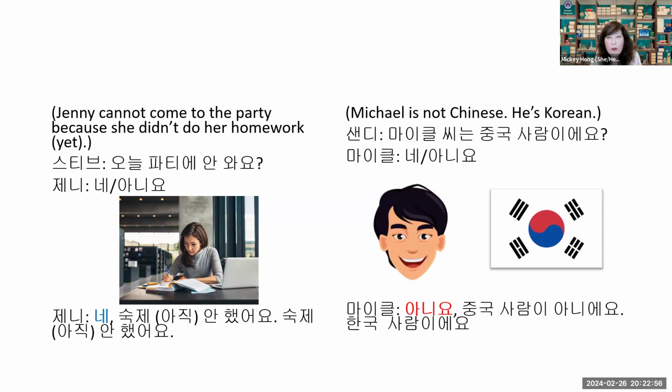Michael is not Chinese, he's Korean. So when Sandy asks Michael, "Michael 씨는 중국 사람이에요?" He would answer, "아니요." Because she's wrong. He is Korean, not Chinese. And she asked him, "Are you Chinese?" So he says, "아니요, 중국 사람이 아니에요. 한국 사람이에요." No, I'm not Chinese, I'm Korean.